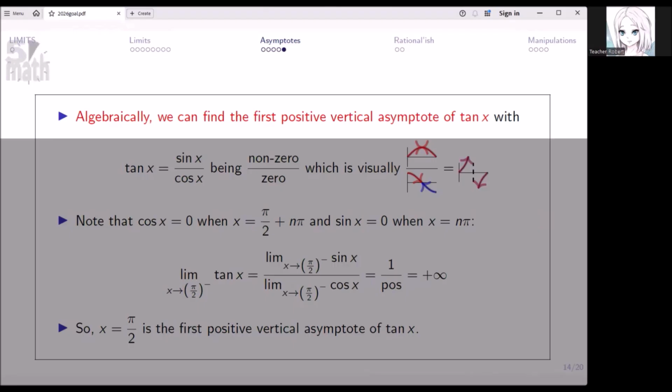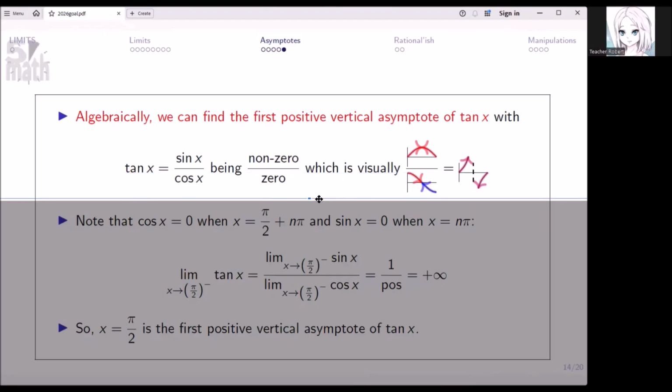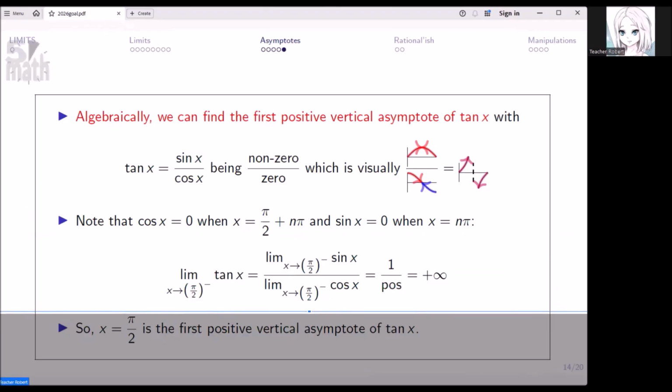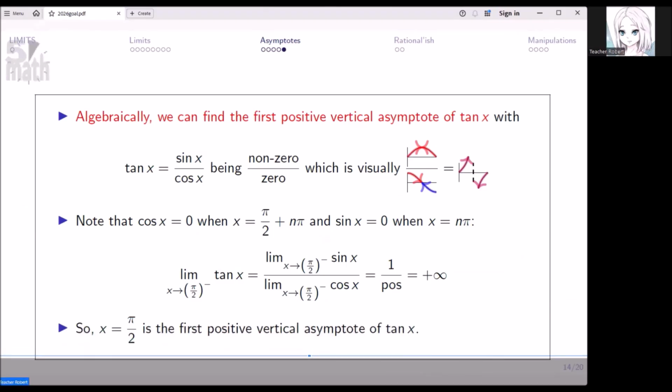Algebraically, we can find the first positive vertical asymptote of tangent x, with tangent equals sine over cosine being non-zero over 0, which is visually this. Note that cosine x equals 0 when x equals pi over 2 plus n pi, and sine x equals 0 when x equals n pi. We have the following. So x equals pi over 2 is the first positive vertical asymptote of tangent x.